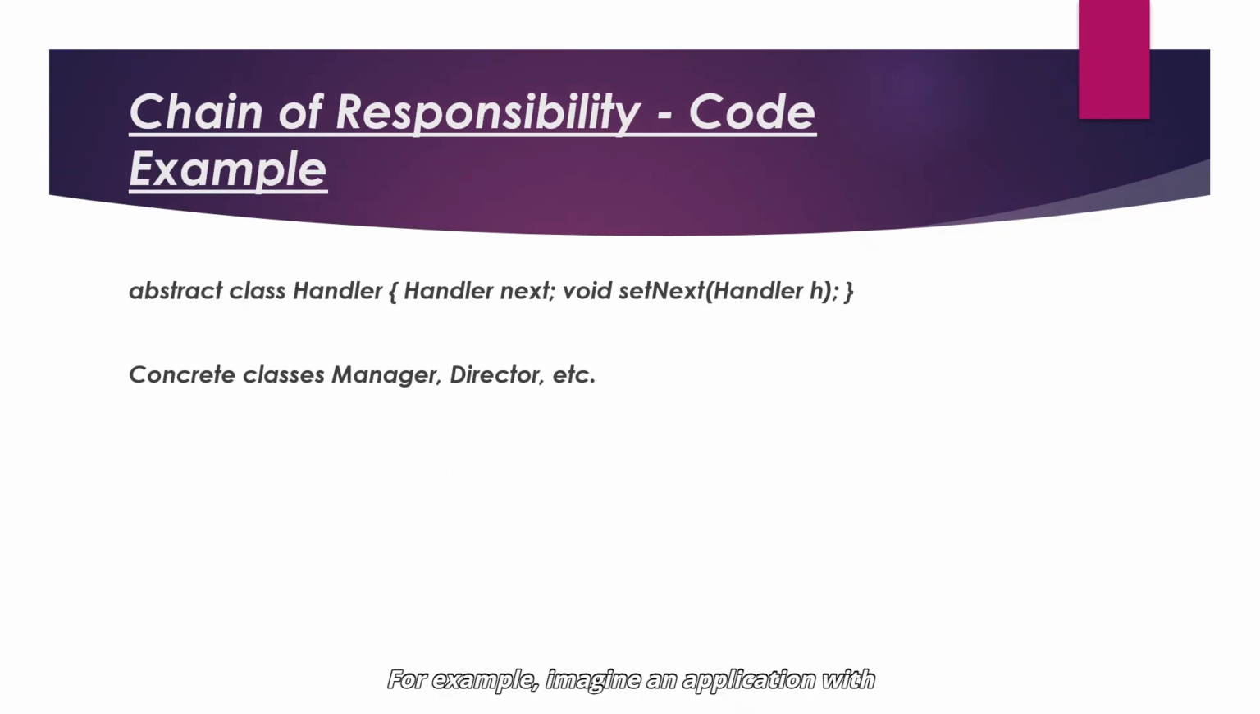For example, imagine an application with a request approval workflow. You can have different handlers, manager, director, vice president, each checking if they have enough authority to approve a purchase. If a manager can't approve a high value purchase, the request moves up to the director and so on. The handlers are decoupled and the chain can be adjusted easily without modifying the request initiator.